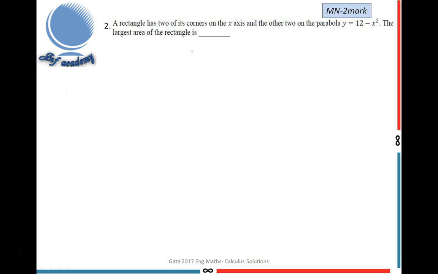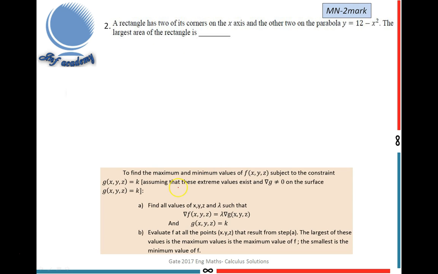So in that place I use the Lagrange multipliers method. This question is from the MN department. It has 2 marks. What is the Lagrange multipliers method? Find the maximum and minimum values of a function f subject to the constraint g equal to k. You need del g not equal to 0, then solve del f equal to lambda del g. This is the first step, together with g equal to k. Solving these equations we get the points. Evaluate f at all the points x, y, z that result from the first step. The largest of these values is the maximum value of f, and the smallest is the minimum value of f.